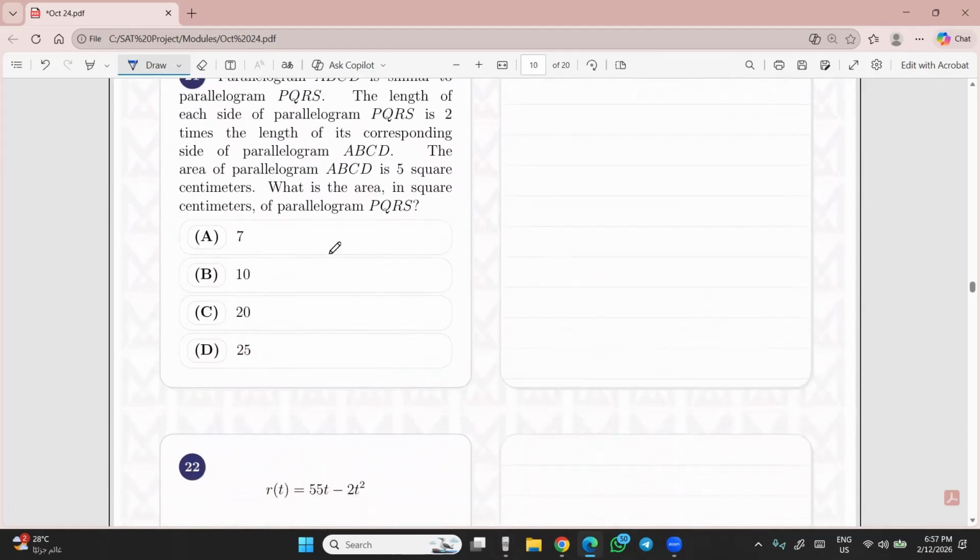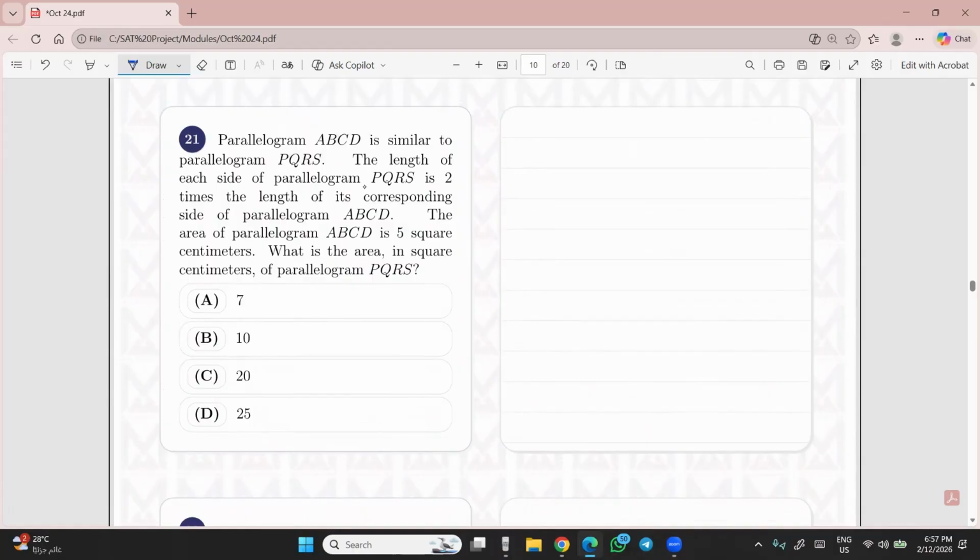Parallelogram ABCD is similar to parallelogram PQRS. The length of each side of parallelogram PQRS, the second one, is 2 times the length of the corresponding side of the first one. The area of the first parallelogram is 5 square centimeters. What is the area of the second one? So we consider ABCD as the first and PQRS as the second. And we have some formulas we can always use in these kinds of questions when we compare the areas and the side lengths. Area 1 over area 2 is always equal to side length 1 over side length 2, but squared.